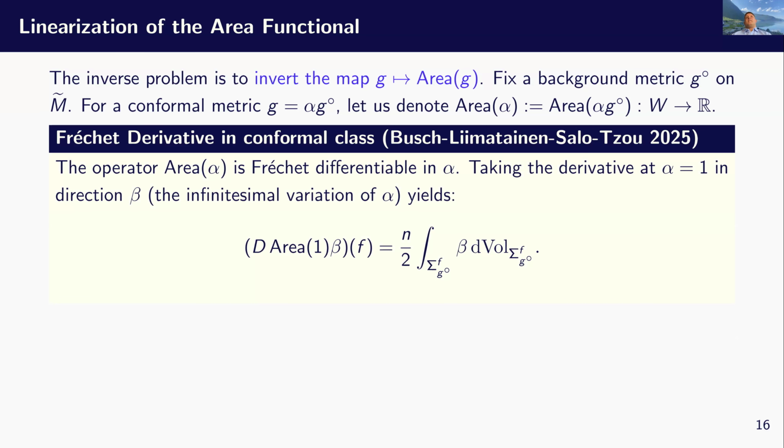Then what happens is that if you differentiate this area functional in alpha, it is precisely differentiable by some standard methods. If you differentiate at alpha is 1 in direction beta, then after computations, you will see that this linearization at alpha is 1 in direction beta is the integral of beta over minimal surface in the metric g0 with Dirichlet data f.